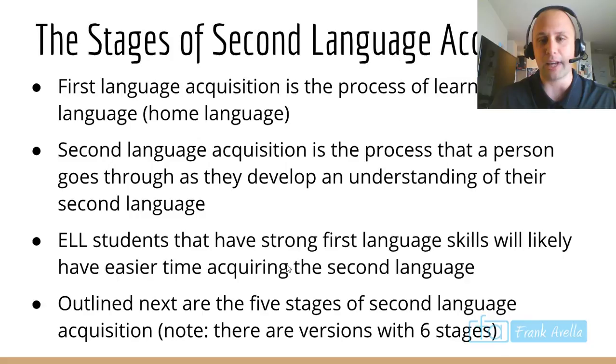So ELL students that have strong first language skills are going to have it much easier acquiring a second language. So outlined next, I'm going to give you the 5 stages of second language acquisition. Now there are different versions. Maybe you'll see one where there are 6 different stages, but normally it's 5 stages from what I've seen.